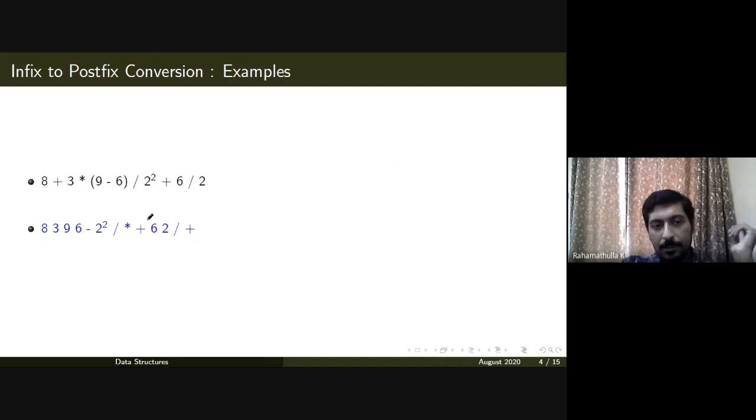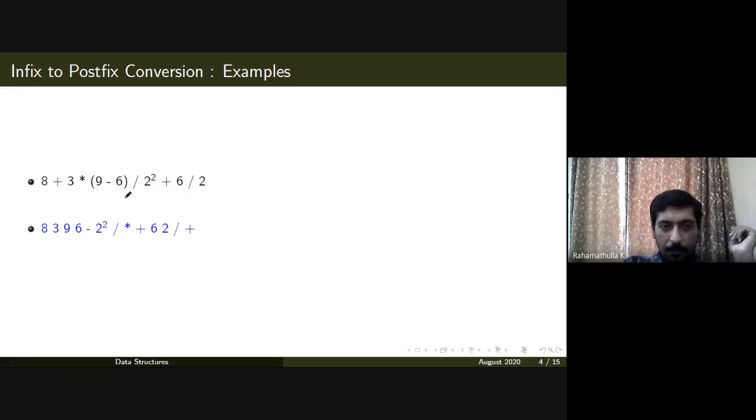Let's take an example. This is my infix expression: 8 plus 3 star 9 minus 6 divided by 2 square plus 6 divided by 2. For a human being, it's easy to understand that the first operation to be performed is 9 minus 6. Then the operation to be performed is 2 square. Then multiplication, then division, and so on. But the corresponding postfix expression is this.